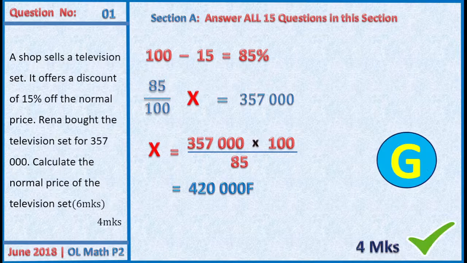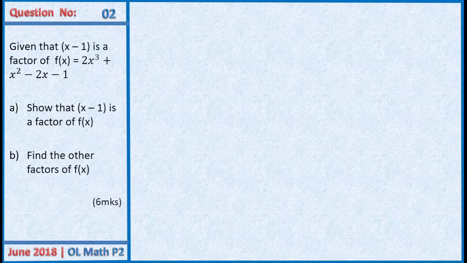Right, the next question. Given that x minus 1 is a factor of f of x equals 2x cubed plus x squared minus 2x minus 1: A, show that x minus 1 is a factor of f of x. B, find the other factors of f of x.